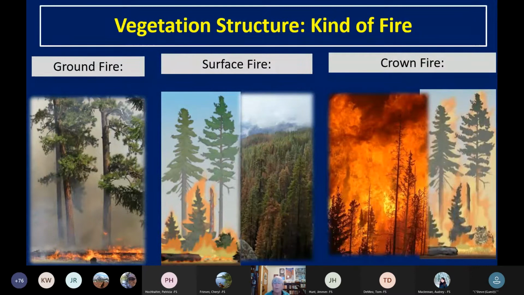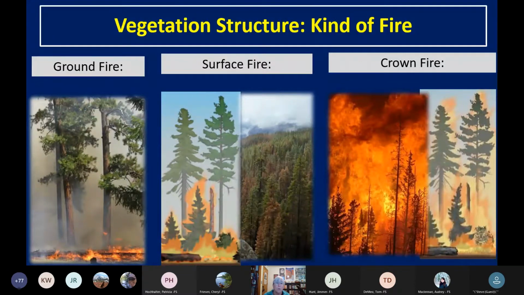And then we have situations where we have a multi-canopy condition where crowns of trees are touching, and that allows for not only movement of fire from the ground surface up into the canopies, but it also allows for fire to move along the canopies of the trees for a great distance, and that's called an active crown fire.